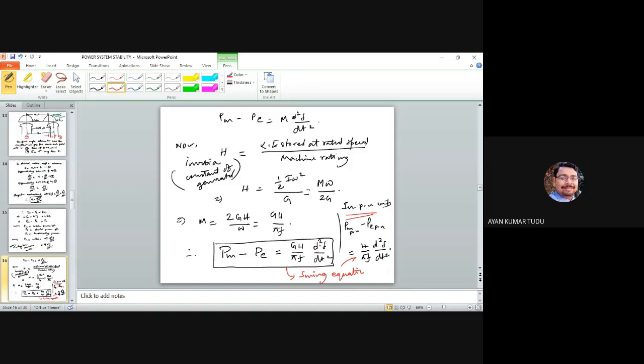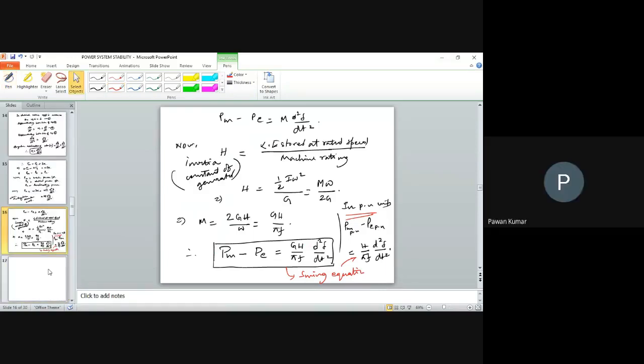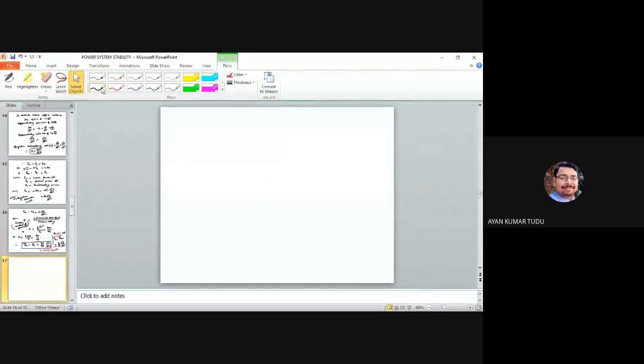Okay, so this swing equation represents the dynamics of the synchronous machine, known as our synchronous generator. Understood? I hope it is clear. So from this expression, we get the curve which is known as our swing curve. Please remember this curve is known as a swing curve.